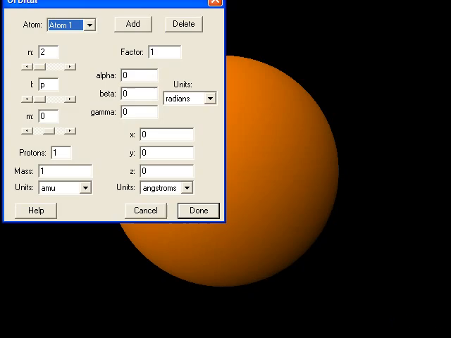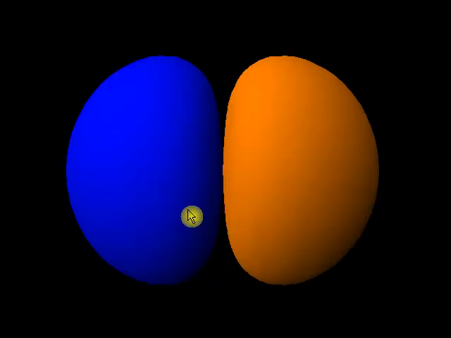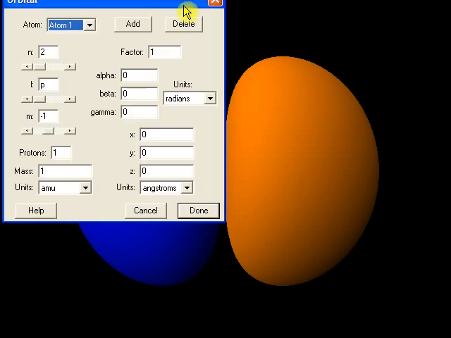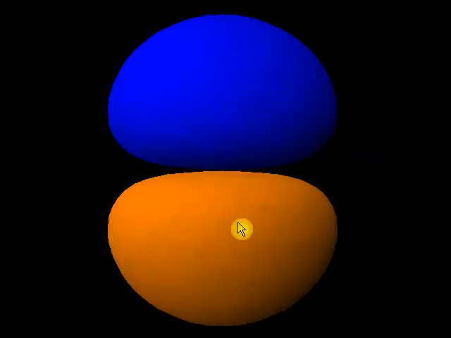Let's take a look at one of the other p suborbitals. And so we'll do that. And it looks a lot the same. The only difference is the previous one we were looking at end on. This one we're looking at it from the side. It's sort of horizontal, and we've got it from the side here. Now if we look at the other p suborbital, you can see it looks the same, but it's oriented the other direction.